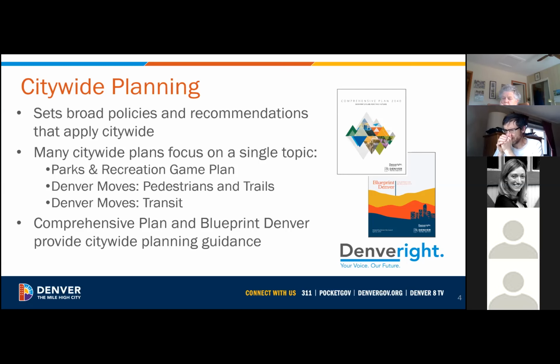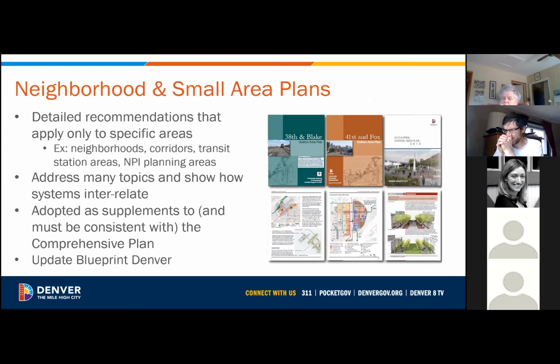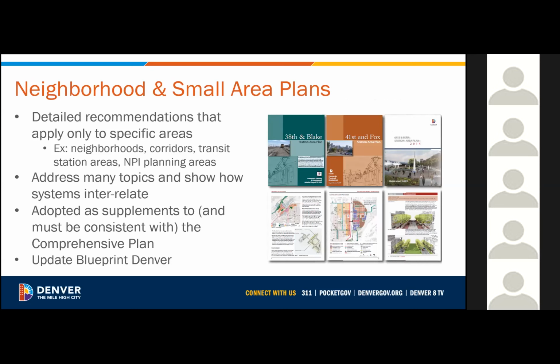Where we get a lot of value from doing neighborhood or small area plans is that you can take those individual topics, addressed system-wide by various citywide plans, and show how they interrelate within a specific area. So you get, which can give you a different perspective, right? Focusing on a smaller geography, seeing how the Parks and Rec system interfaces with the transportation system, which interfaces with land use in the area. That is one of the core values that you get from doing a small area plan, not looking at just the individual systems, but how they interrelate with each other.